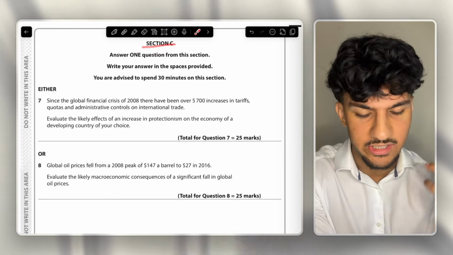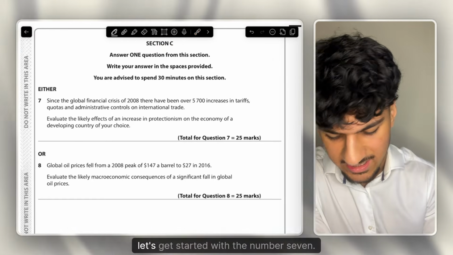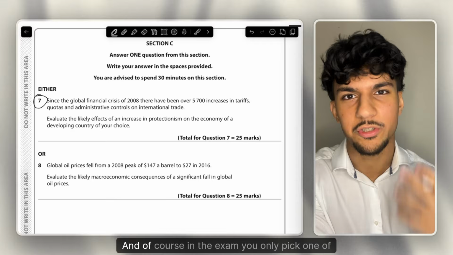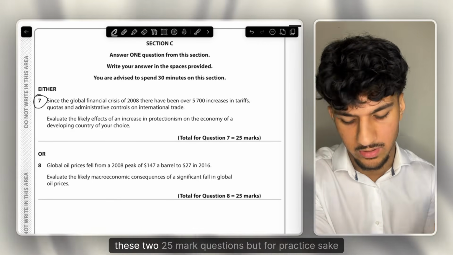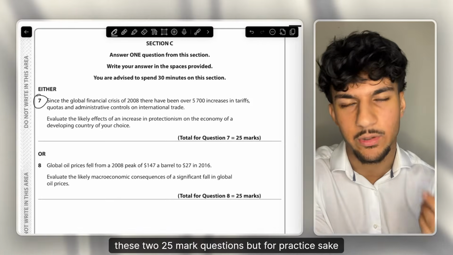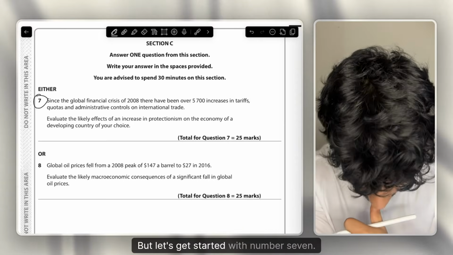Moving on to section C, so the 25 mark questions. Let's get started with number 7, and of course in the exam you only pick one of these two 25 mark questions. But for practice's sake we're going to attempt both, but let's get started with number 7.